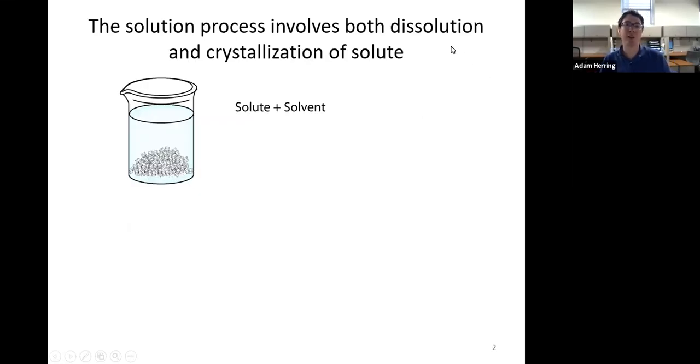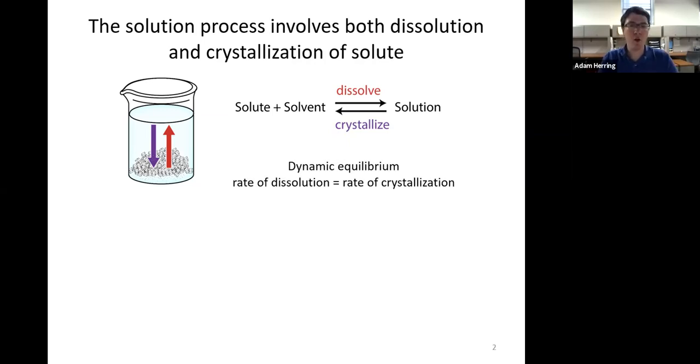During this solution process, we have two reactions that are occurring simultaneously. We have both the dissolution process, where the solute is being dissolved by the solvent. It's being surrounded by the molecules of the solvent. We also have the crystallization process. This is the opposite, where the solute molecules are coming back together to reaccumulate. And when we have the rate of dissolution equal to the rate of crystallization, we refer to this as dynamic equilibrium.